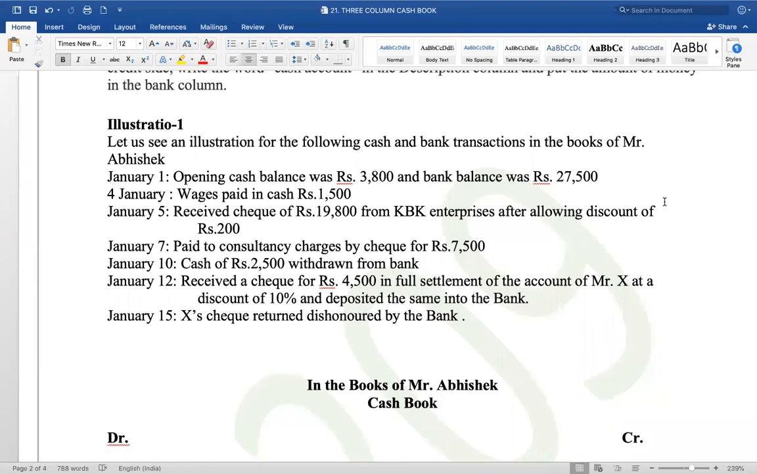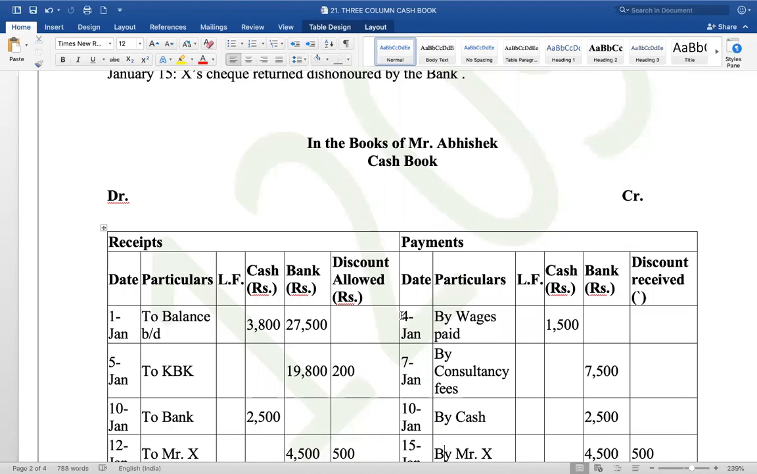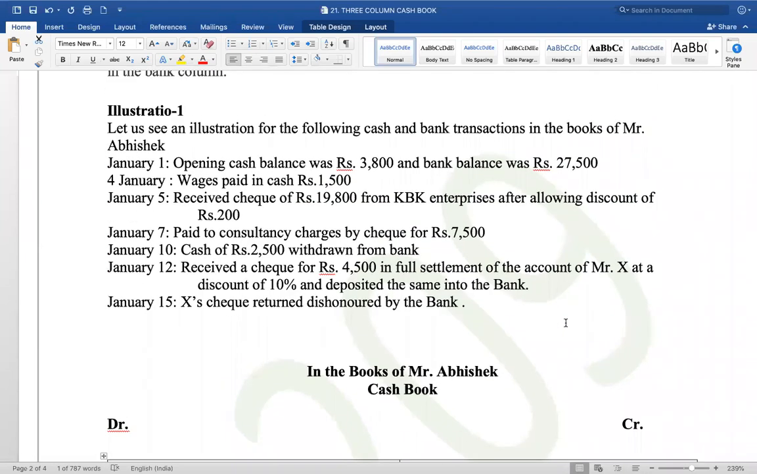When wages are paid, cash goes out. Cash is an asset. When an asset goes out, credit. When an asset comes in, debit. That's a rule. So wages paid, cash goes out, 1500. So it is to be credited on January 4th by wages. By wages, 1500 is paid in the cash column. Right, sir. Next, continue please, Pawan.